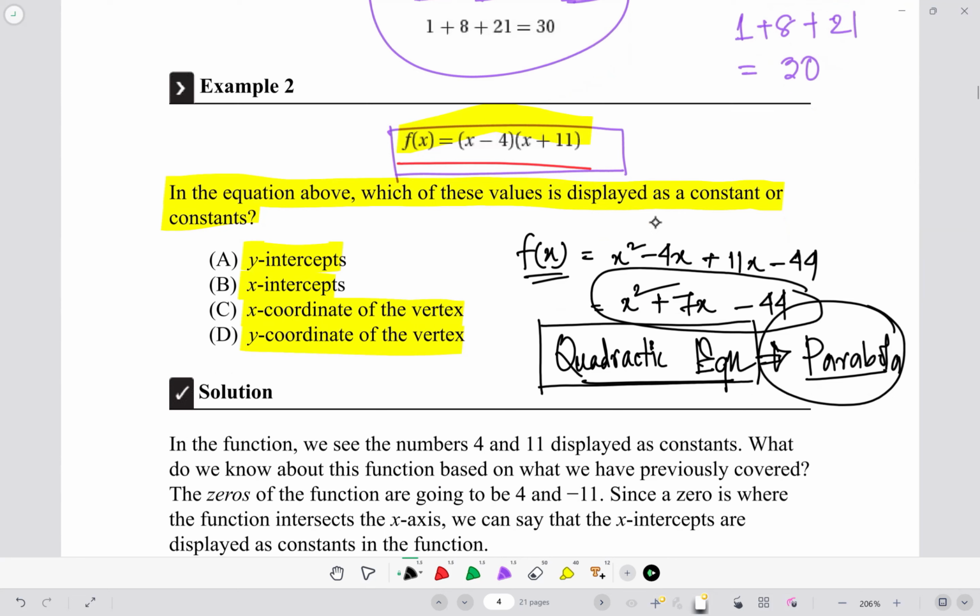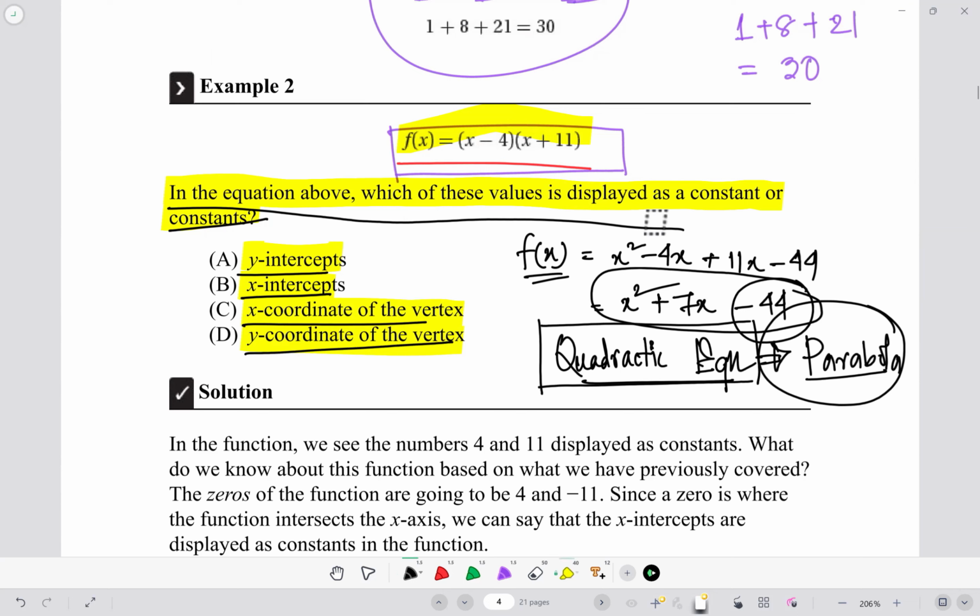Okay. So this is how it is going to work. We have y-intercepts, x-intercepts, the x-coordinate of the vertex, and the y-coordinate of the vertex. The constant here, we're just interested in this negative 44. What is the value of this? What is the meaning?